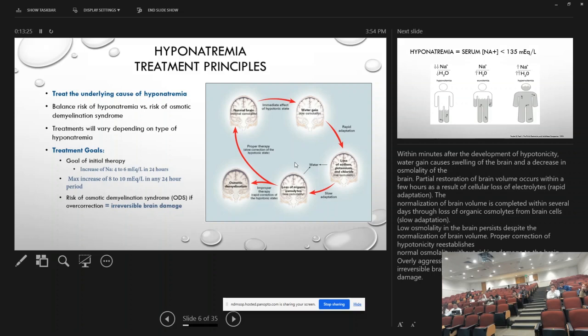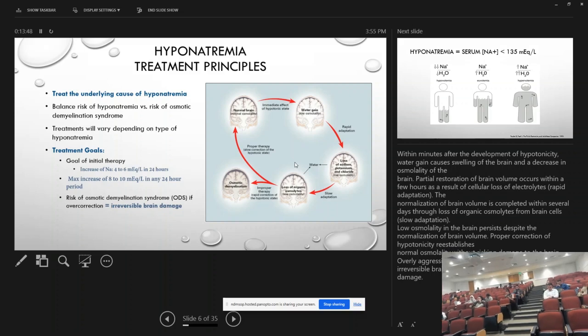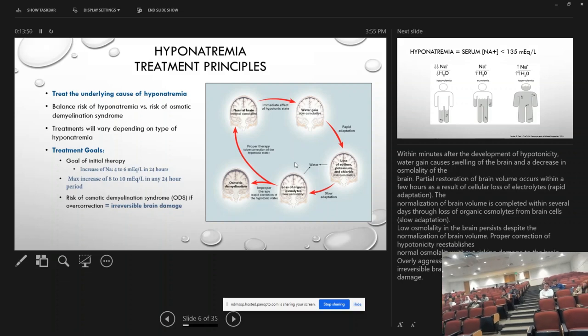So to prevent that, what we're going to do is have goals in mind for changing the sodium level, and these are very important. You want to increase the sodium about 4 to 6 milliequivalents per liter in 24 hours. Okay? So that means if the sodium level is 110 in the patient, you don't want to go higher than 116 over 24 hours.